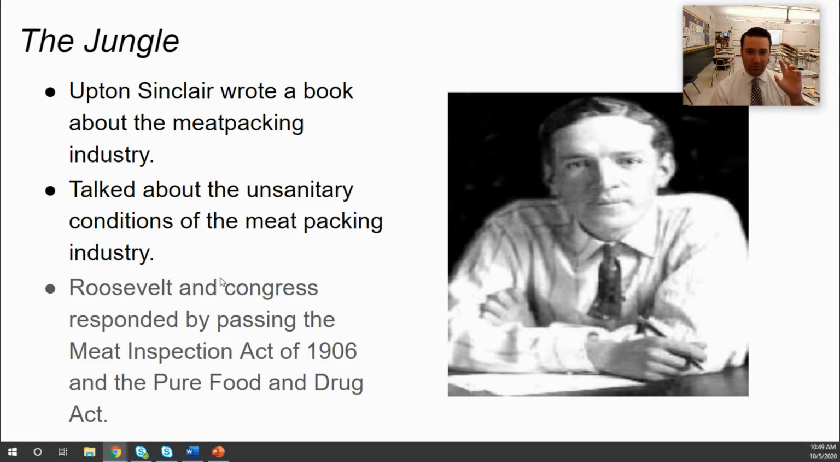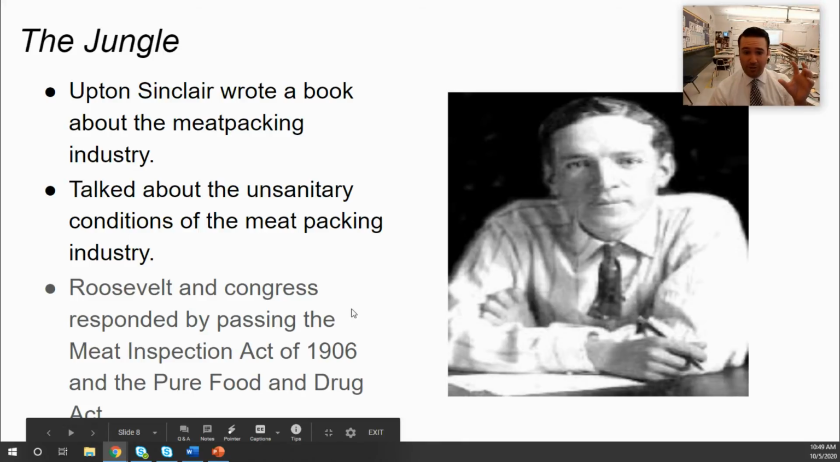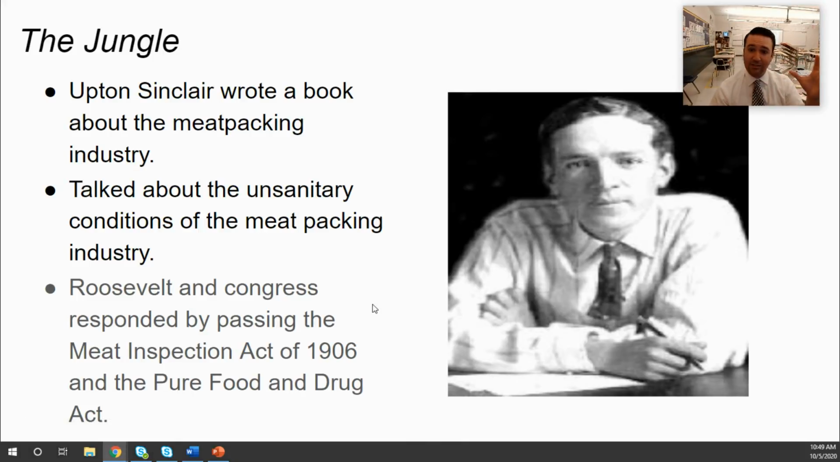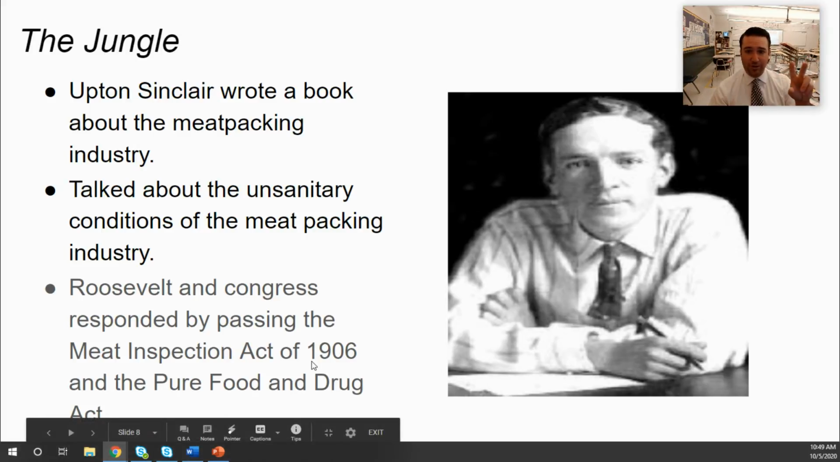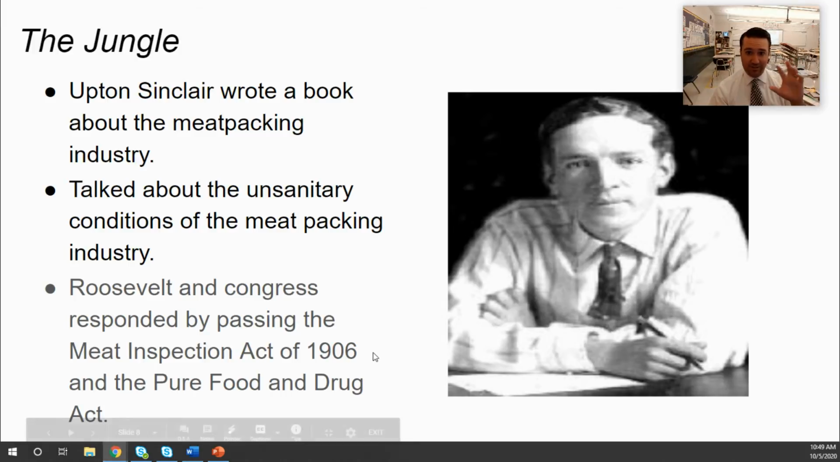And as a result of The Jungle, you do get some direct reforms of the food industry. Teddy Roosevelt, who read the book and was appalled, goes to Congress and asks them to create legislation that will fix that. And you see two major acts pass as a result of The Jungle and the things it exposes as far as unsanitary meat and the unsanitary food industry.